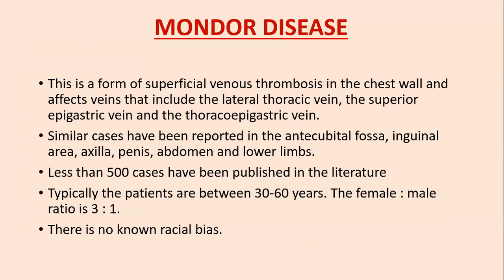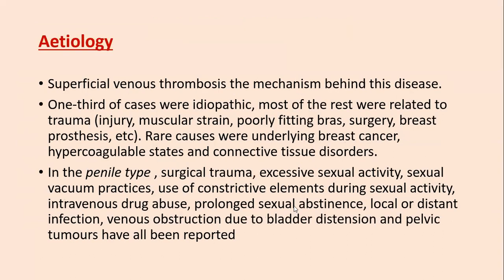Then we are going to discuss the fourth condition, which is Mondor's disease. This is again a form of superficial venous thrombosis in the chest wall, and the affected veins include the lateral thoracic vein, the superficial epigastric vein, and the thoracoepigastric vein. Similar cases are reported in the antecubital fossa, inguinal region, axilla, penis, abdomen, and lower limb. This is a rare disease, with fewer than 500 cases published. Typically, patients are between 30 and 60 years old, the female to male ratio is 3:1, and there is no racial bias.